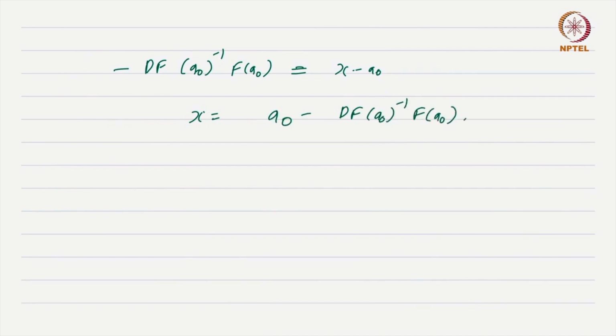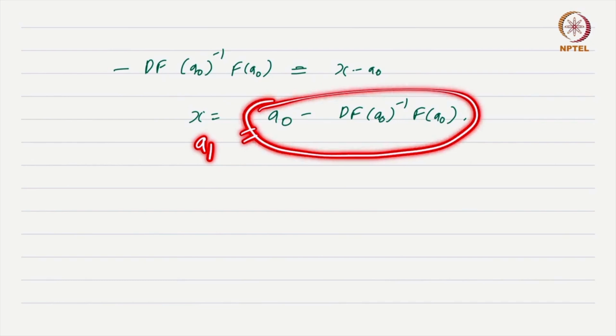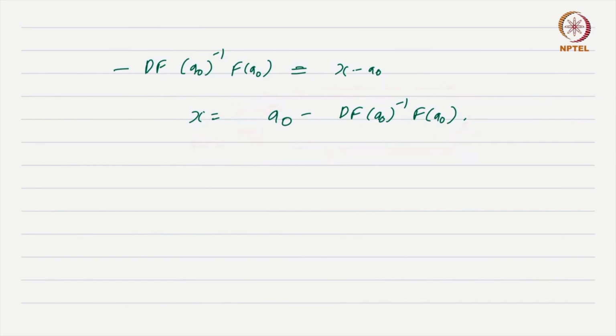Okay, so what Newton's method says is start with an initial guess a naught, then you set a1 to be this quantity, a naught minus df at a naught inverse f of a naught. Call that a1, then plug in a1 and see if f of a1 is sufficiently close to 0. In most practical purposes, you are not really interested in the exact solution. You want something that's very close to the actual solution. That more than suffices.